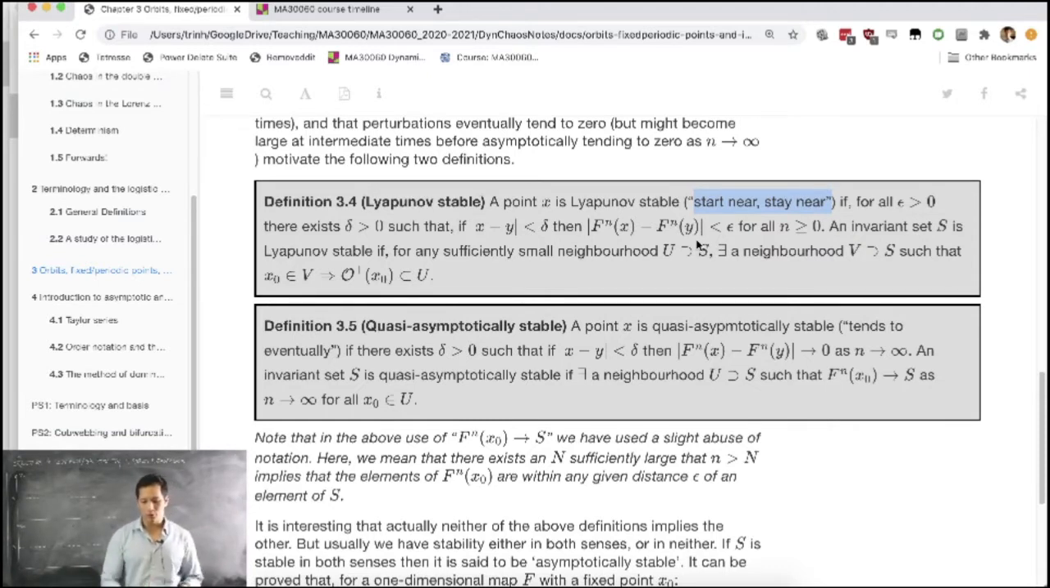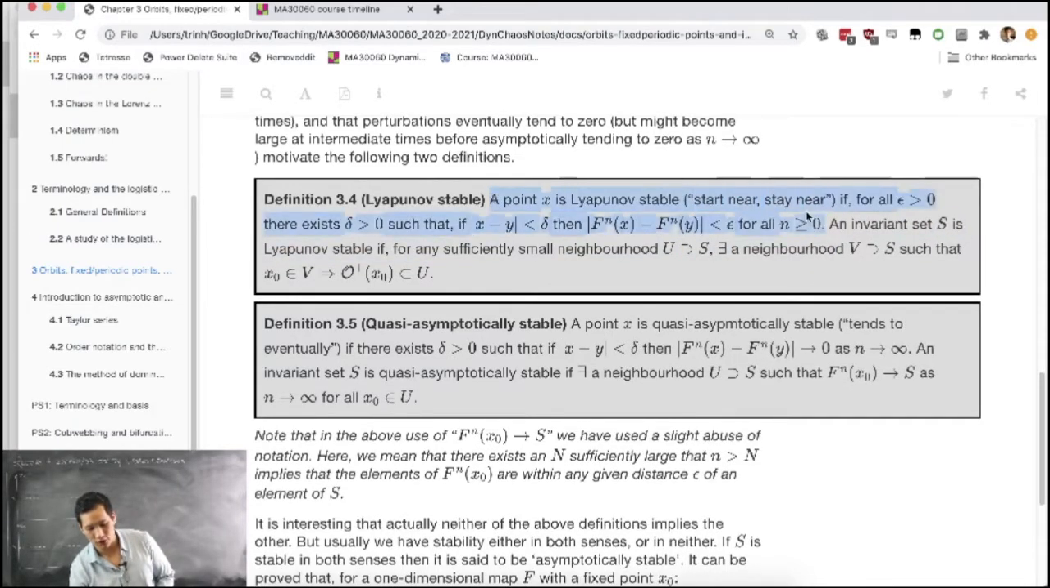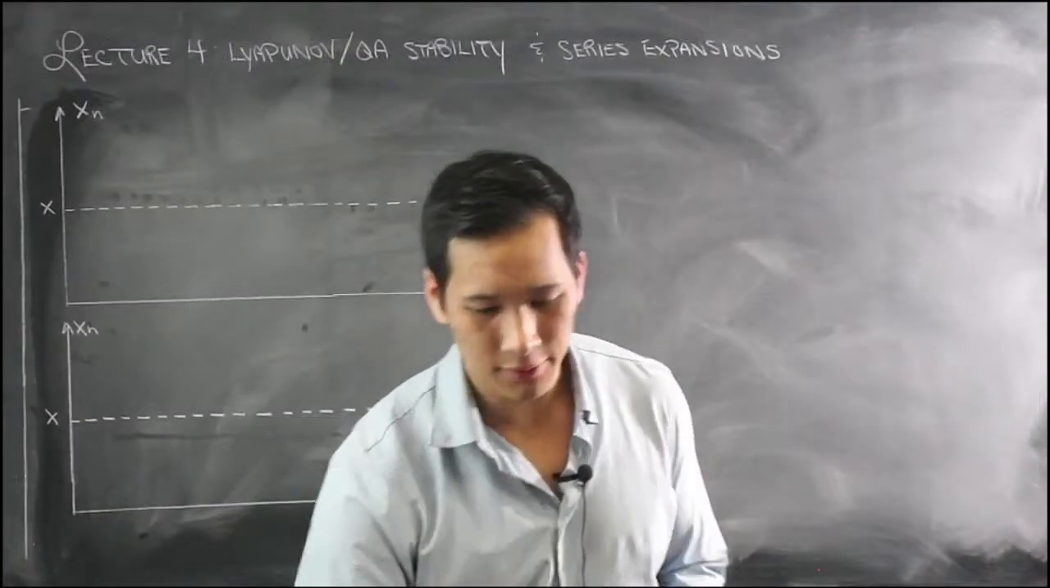Okay? Don't worry about this next definition of the invariant set. I want to talk about the point definition of stability. This is the point definition of stability, and then this is the definition for a set here. The definition of a set will be very, very similar. You can read it on your own, but just on the board, let's draw what this definition means.